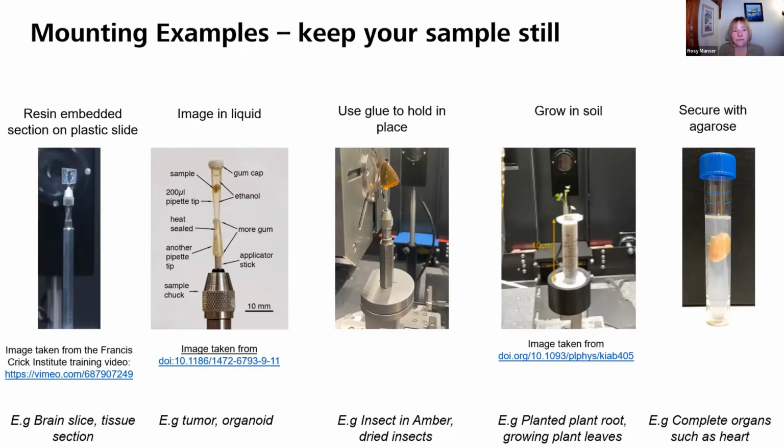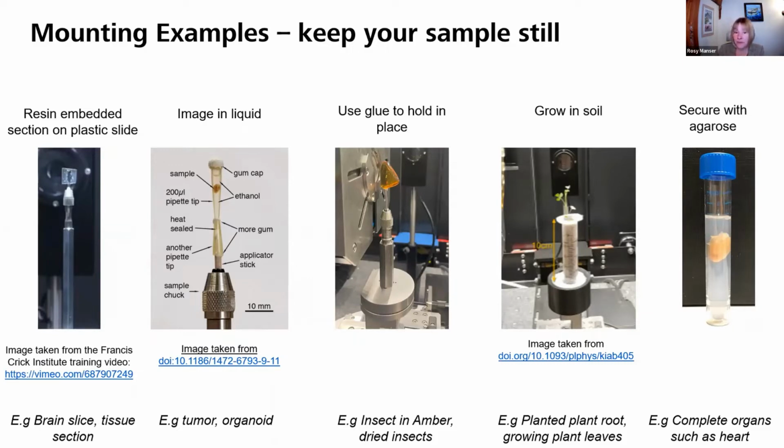The next one in from the left is actually imaged in ethanol. This was a tumour in this pipette tip that's been sealed at either end with gum to ensure that it doesn't have any evaporation. So you can image in liquid too. You're not restricted with X-ray imaging, you can image in liquid as well.